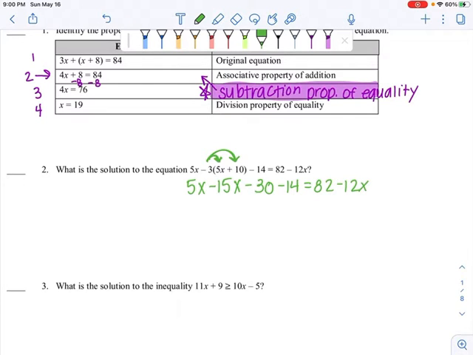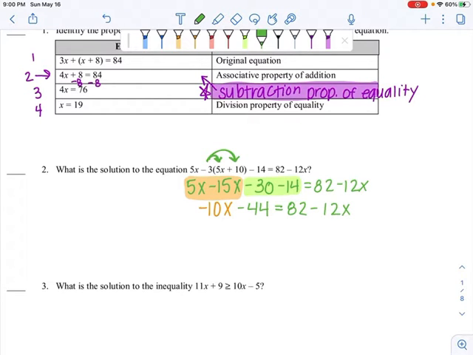And so on the left side of my equal sign, I see that I can combine some like terms. I see that I can combine 5x minus 15x, and that's going to go ahead and give me a negative 10x. And then I could do negative 30 minus 14. Okay, and remember, when they're the same sign, you add and keep the sign. So that's going to give me a negative 44. And then again, just bring down everything else as is.